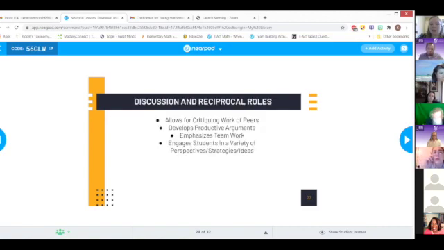Right, discussion and reciprocal roles. These are some of the key elements of all those that I discussed. It allows for critiquing work, develops productive arguments, emphasizes teamwork, and engages students in a variety of perspectives.